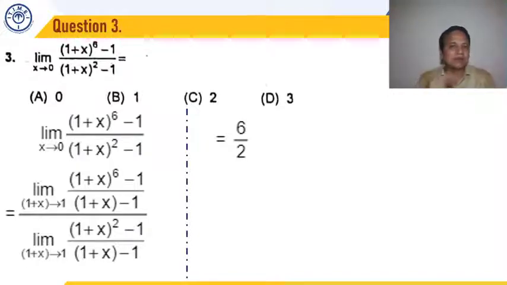x to the power n minus a to the power n upon x minus a, when x tends to a, is nothing but n times a to the power n minus 1. Here a was 1 in the numerator as well as the denominator. So it comes out to be 6 times 1 to the power 6 minus 1, and the denominator 2 times 1 to the power 2 minus 1, that will lead to 6 by 2, and 6 by 2 is nothing but 3. So we get the value of the limit as 3. Now if we look at the choices, choice D is the answer.